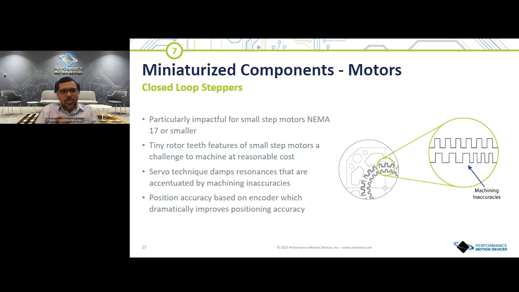There are a bunch of servo techniques available that dampen the resonances that happen with these inaccuracies in machining. So as you go to a smaller and smaller stepper motor, it takes a little more effort to get smooth motion and position accuracy. We have feed forward and other techniques to compensate for these inaccuracies in your motor, so you're able to use these tiny motors in some of these applications and compensate for them on the controller side with unique algorithms.